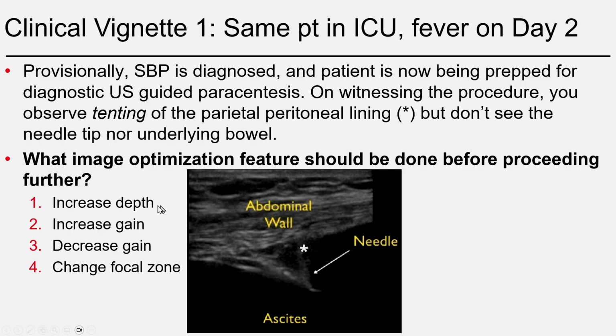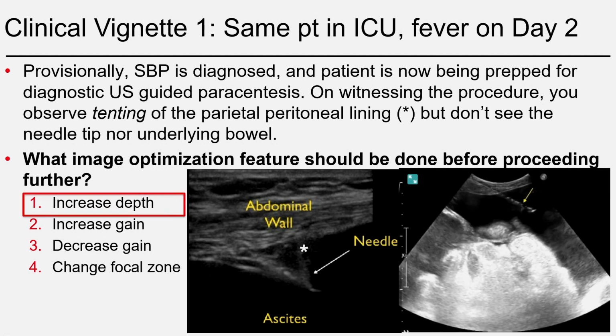What should you do? Should you just increase the depth, increase the gain, decrease the gain, or change the focal zone so you can make a safe paracentesis? And 5, 4, 3, 2, and 1. And if you said, you know what, I'm going to increase the depth, I definitely need to see that I don't injure the underlying bowel, you're absolutely correct. You must be able to see not only the needle tip nicely, you have to be able to see where you're actually inserting that needle and where it's going to end up away from the bowel loops. Absolutely true on this one.